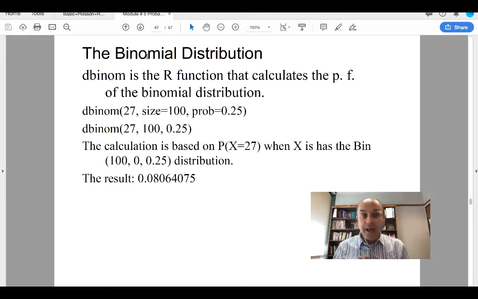Binomial distribution, again in R, we will set it up as dbinom, and we will set up the numbers of the space, 0 to 27, the size, and the probability of 0.25. And that will allow us to calculate the probability of each value in the distribution.